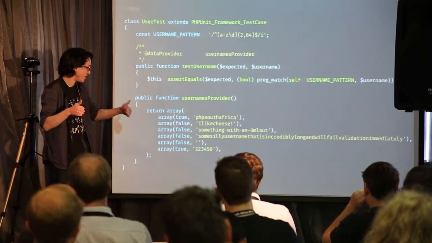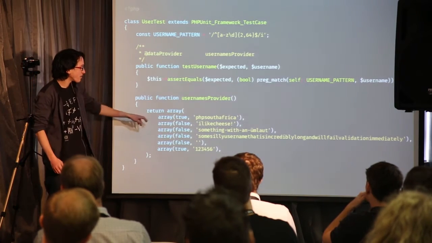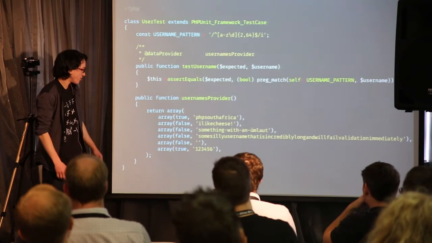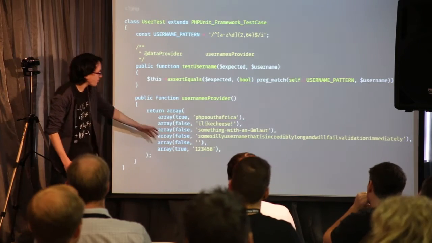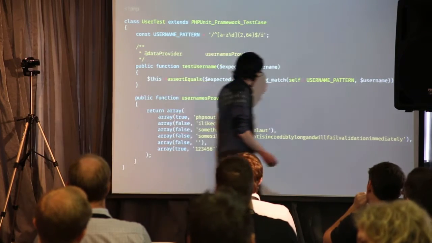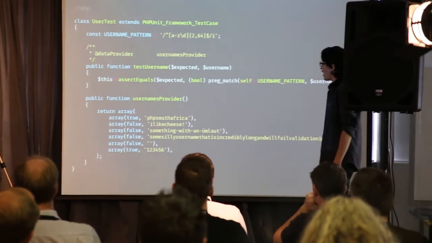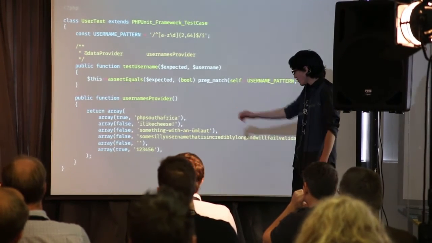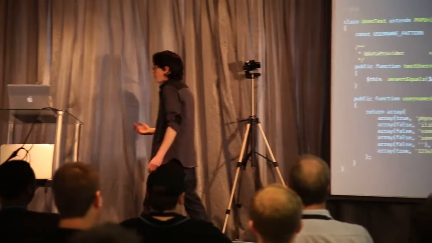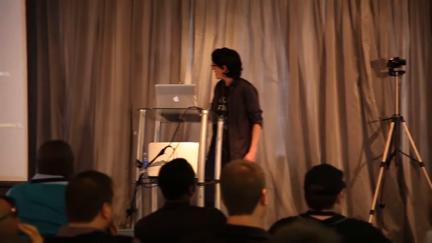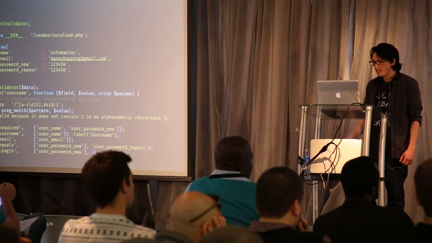PHP South Africa, good, yay. I like cheese, not great because it's got the exclamation mark. Something with an umlaut, no, right? Because this guy hated people from Germany, I guess. This is just too long. Some silly username that is incredibly long and will fail validation immediately, okay? Empty usernames, and one with numbers is fine. So if we have a test like this, we can run through it and assert that what we're expecting and what we're giving are equivalent.